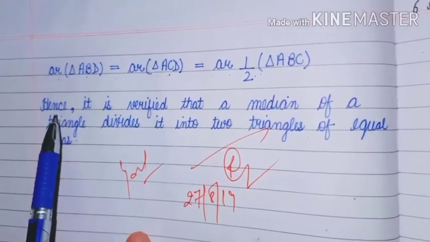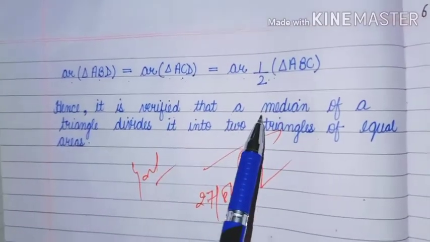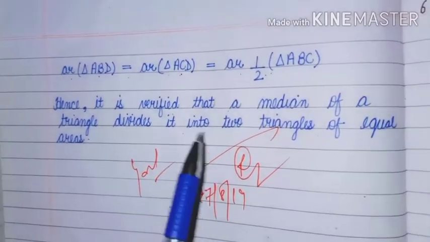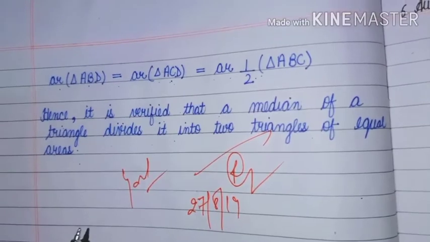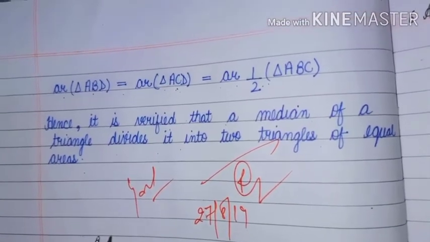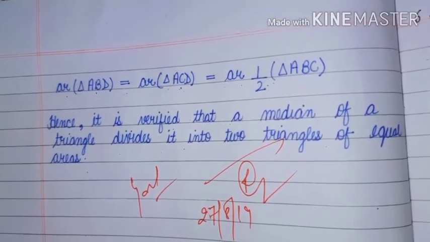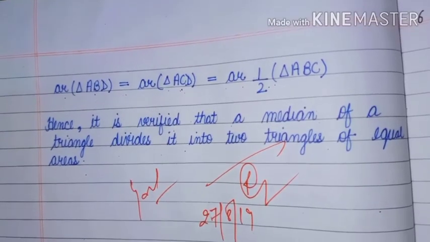At last we will write: hence it is verified that a median of a triangle divides it into two triangles of equal areas. Yes beta, with this question your 7th chapter is completed and I hope you all will be able to complete this chapter.